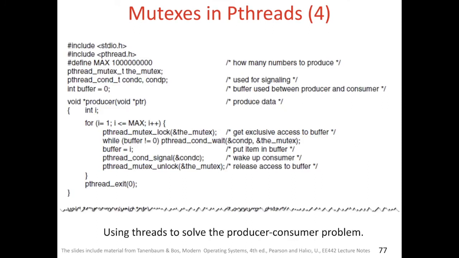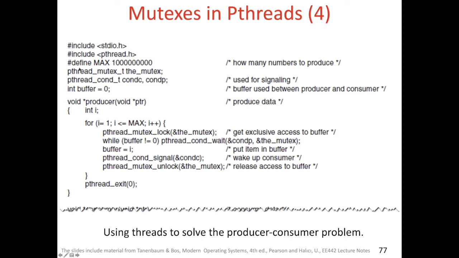In this example, threads are used to solve the producer-consumer problem. The standard input-output and pthread libraries are included. Maximum is defined as a large number.